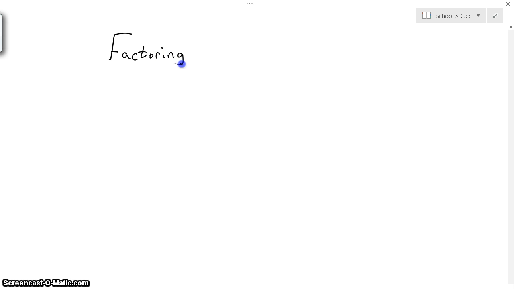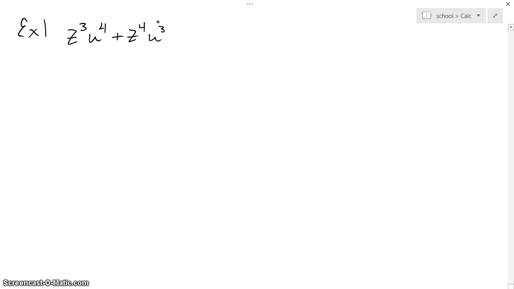The first part of the packet is based on factoring. And I'm not going to be doing problems from the packet, but I'm going to do some problems that are relatively similar to them. And when it comes to factoring, I think the one thing that we should always be aware of is we should always look for a greatest common factor first. Whatever expression we have, we should pay attention to each of these terms and see if there's something in common that can be taken out.